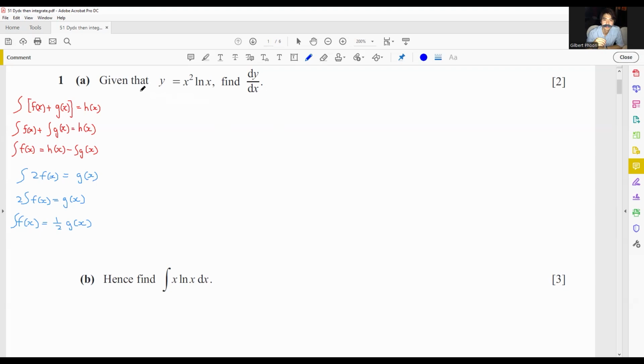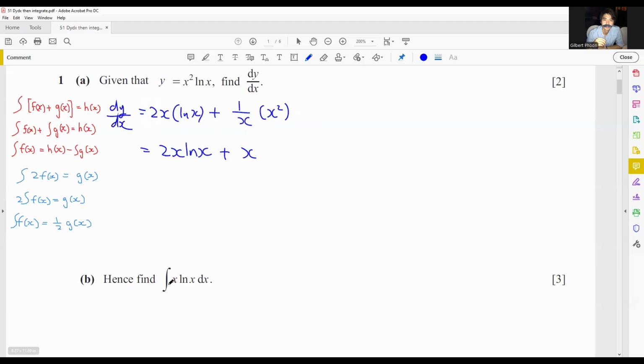Now, in this first question here, given that y is equal to x squared ln x, find dy/dx. Okay, the first thing we're going to do is differentiate this, using the product rule: first differentiate left, then copy right, plus differentiate right. Differentiating ln, you get 1 over x, then copy left, you get x squared, right? Simplifying this equation, you get 2x ln x plus x. This is your dy/dx.